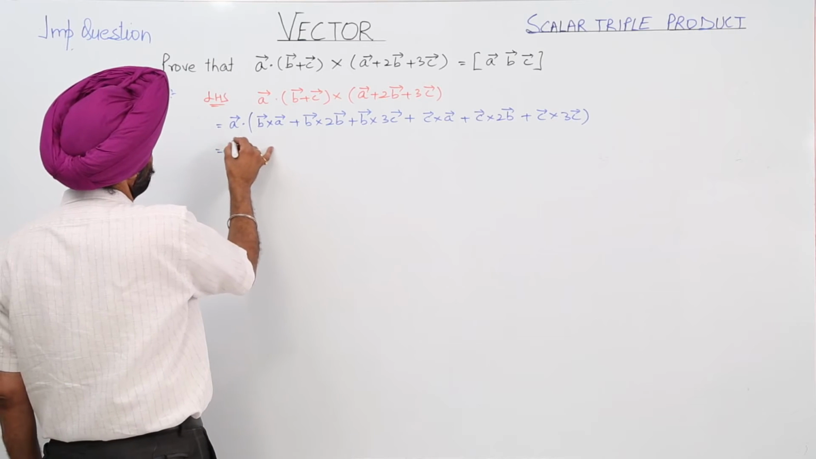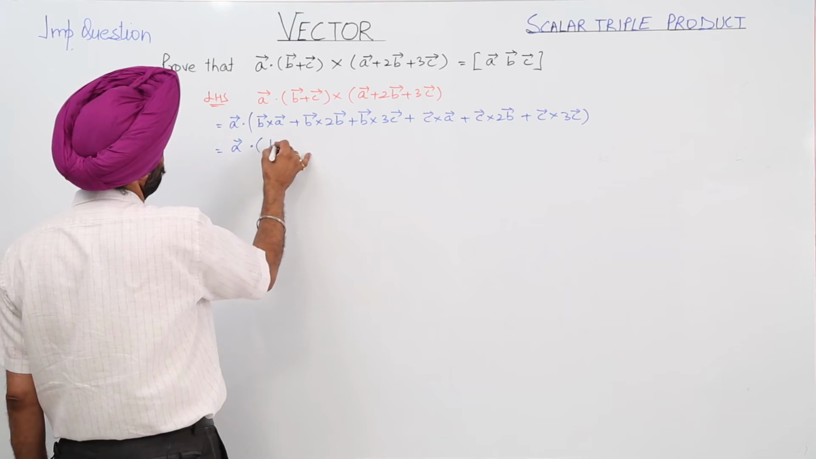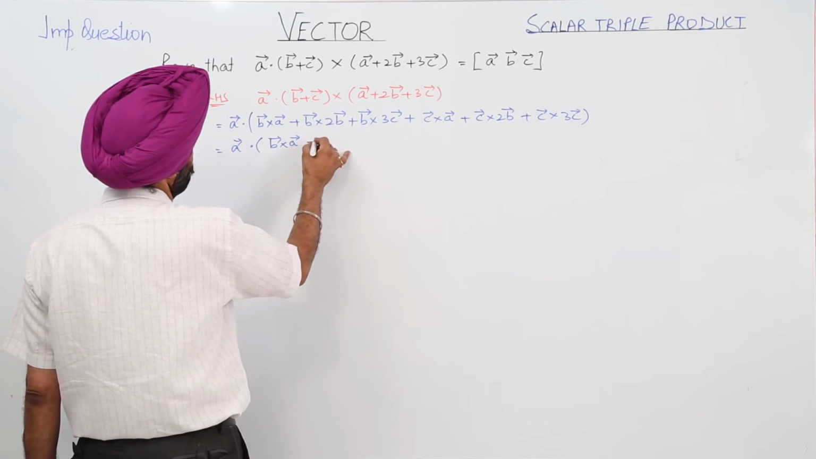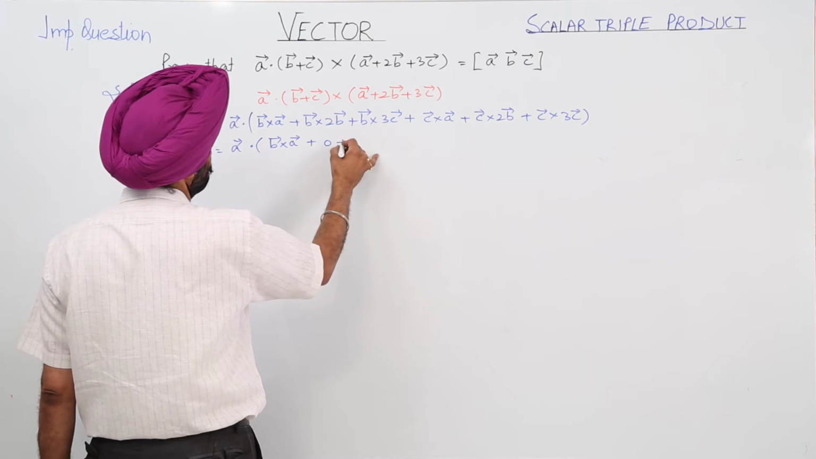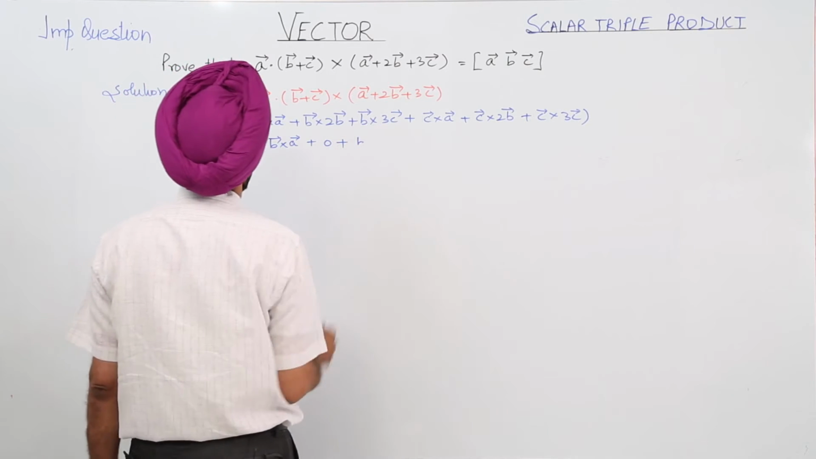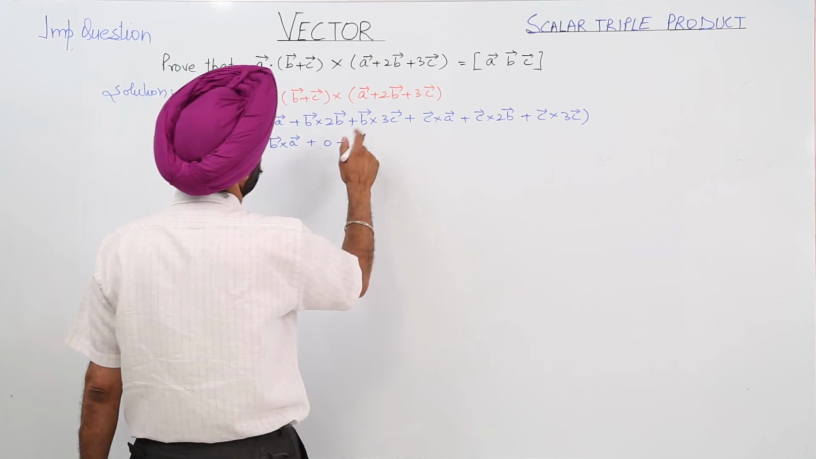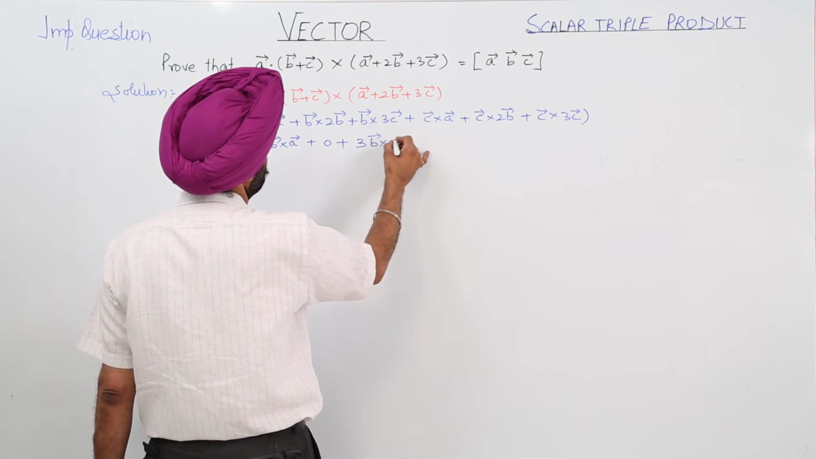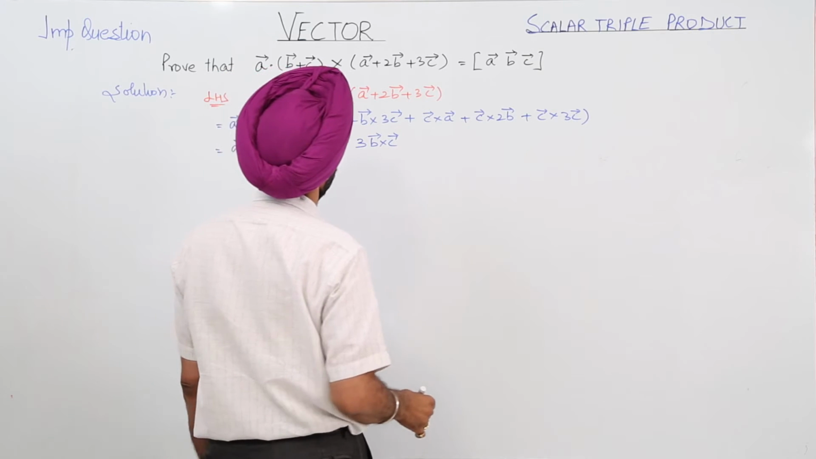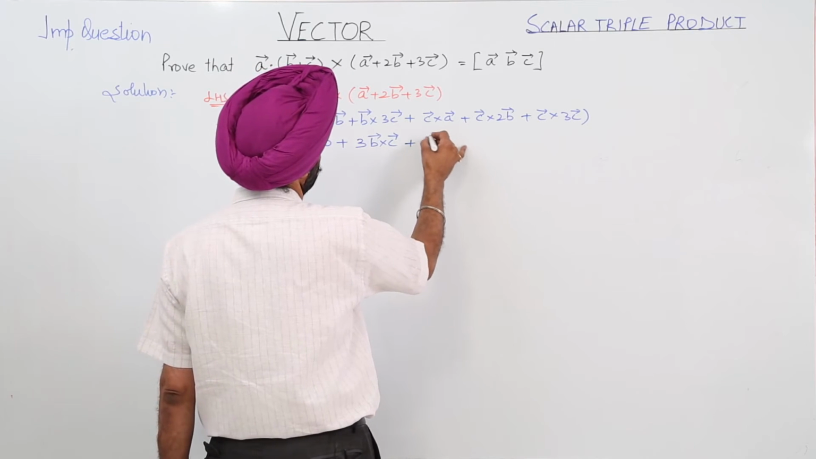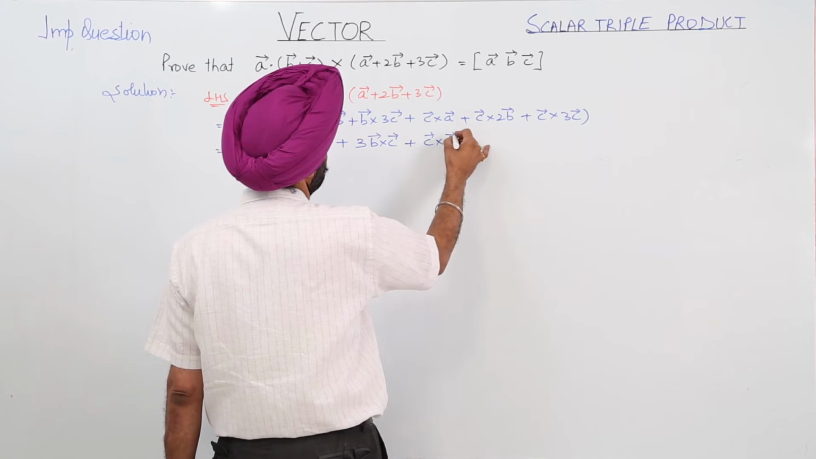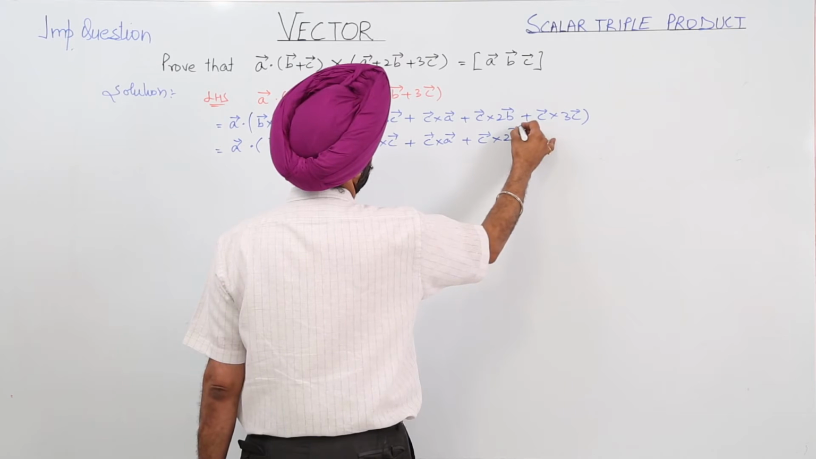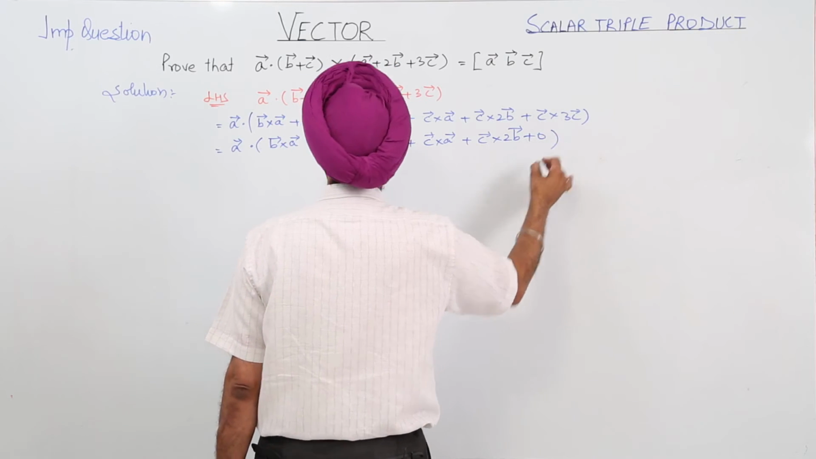Now, this is vector A dot vector B cross vector A plus 0 plus 3 vector B cross vector C cross vector A plus vector C cross 2 times of vector B plus 0.